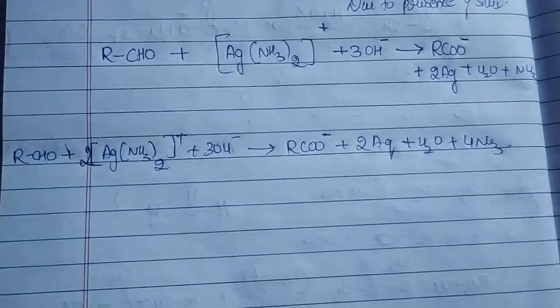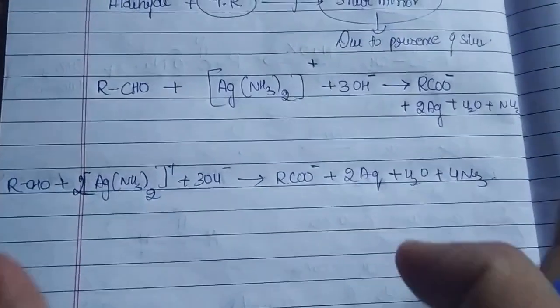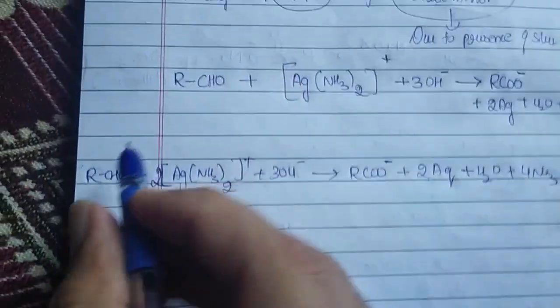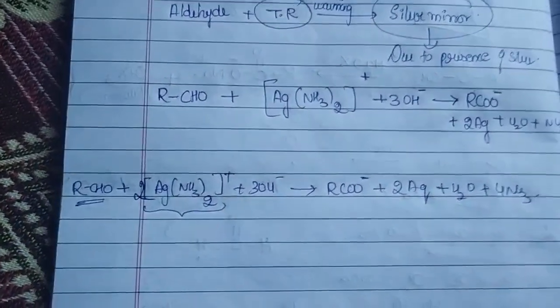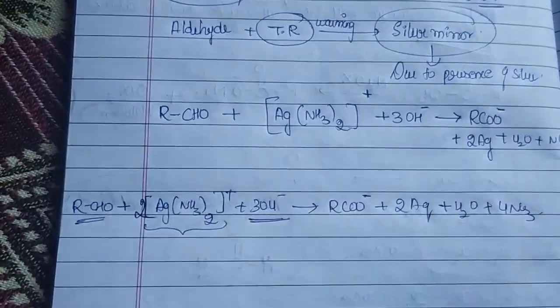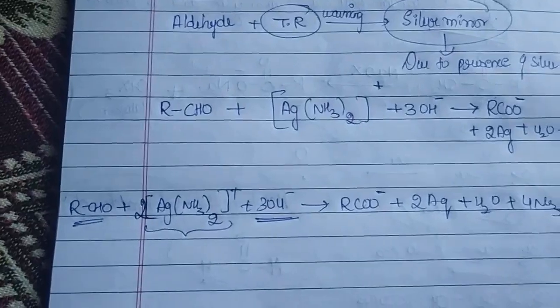4NH3. Yes. So what we could observe over here. Now let us see the observation point. So first I have taken my aldehyde. I am reacting it with my Tollen's reagent in a basic medium. Ammoniacal silver nitrate. The name itself is indicating.